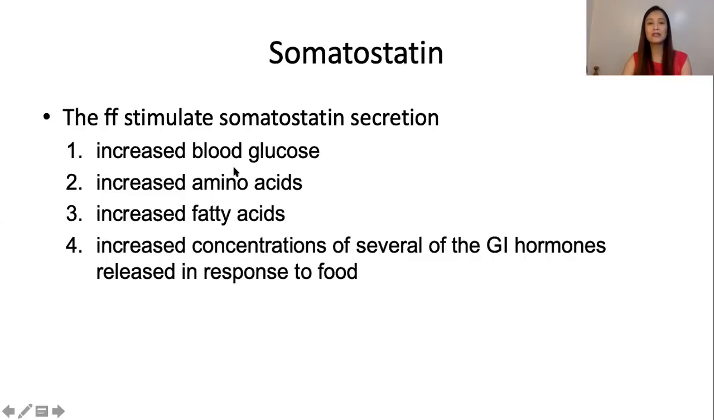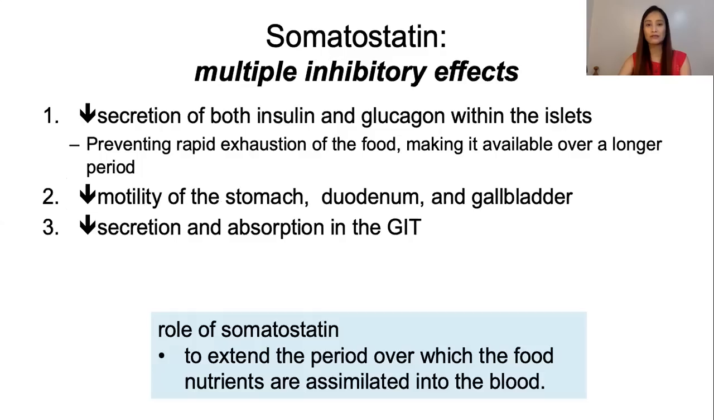Remember, when there's an increased blood glucose, your insulin goes up. If there's no somatostatin, the insulin will be overproduced, and this can result in hypoglycemia. And the somatostatin function is to keep things in check. So most of its effect is really inhibitory. As I mentioned, it decreases secretion of both insulin and glucagon. This prevents rapid exhaustion of the food.